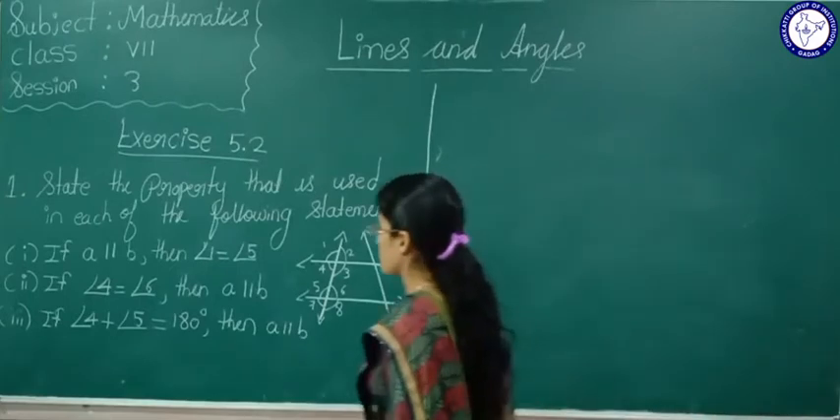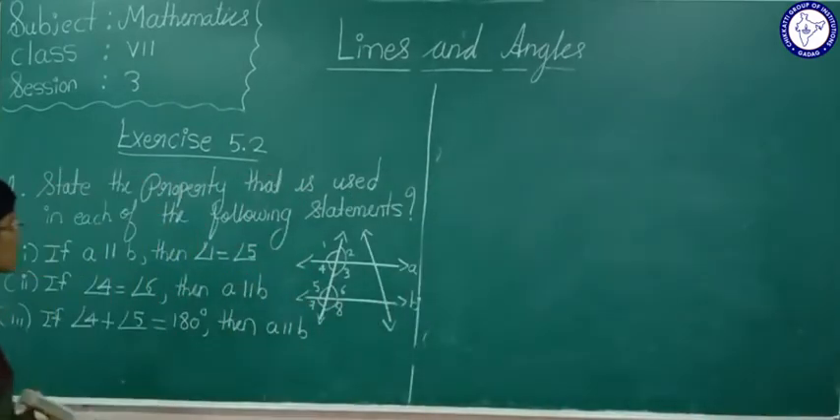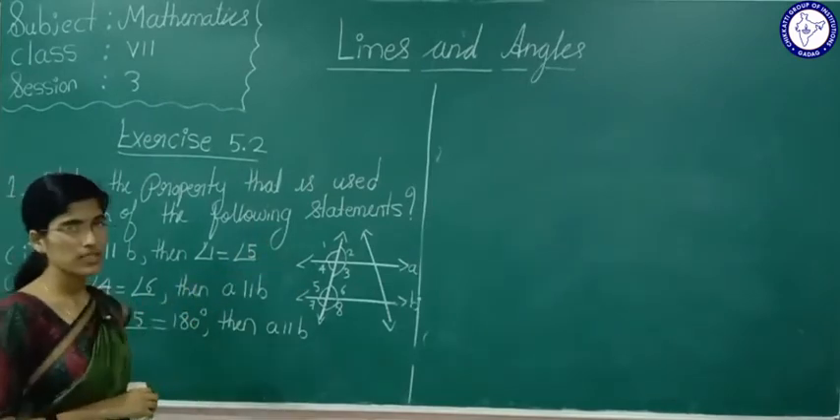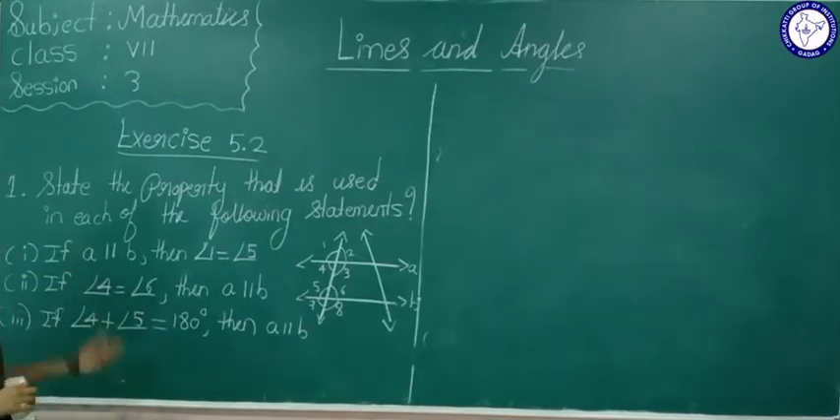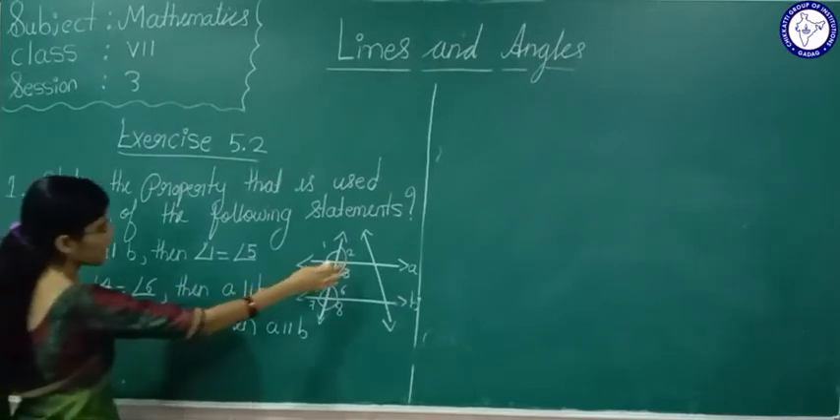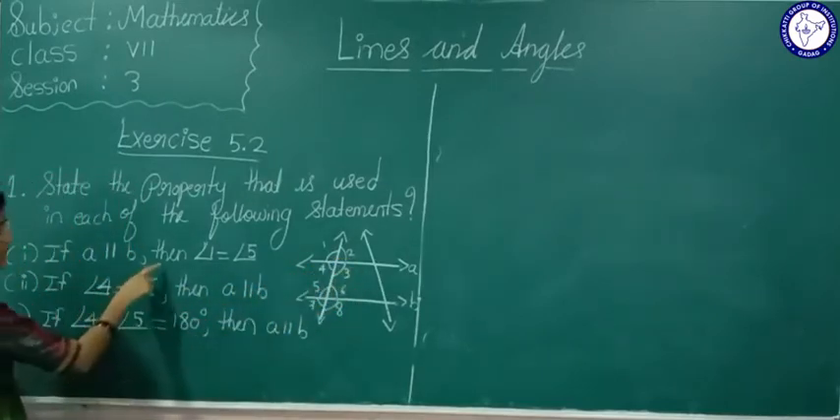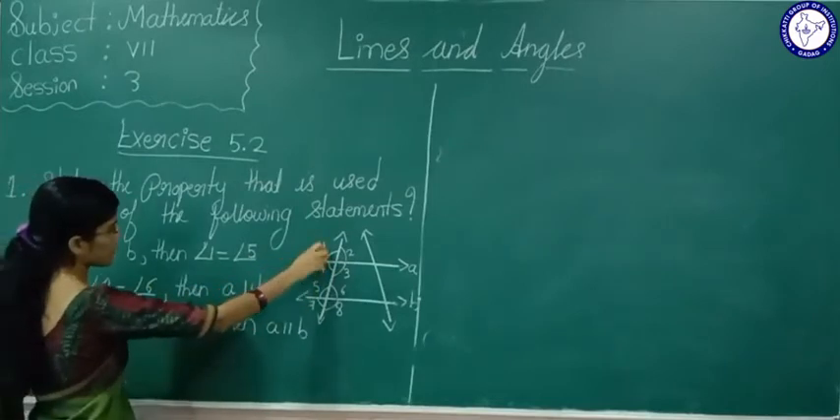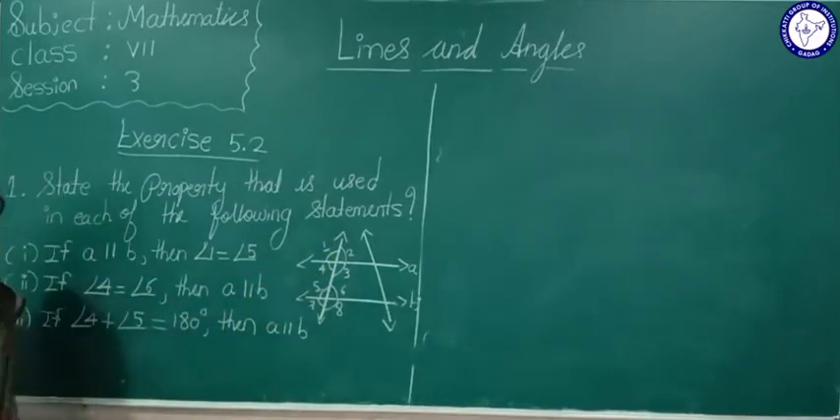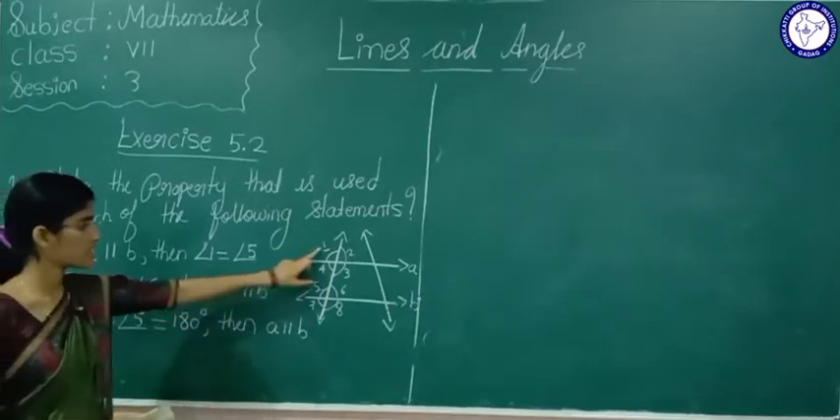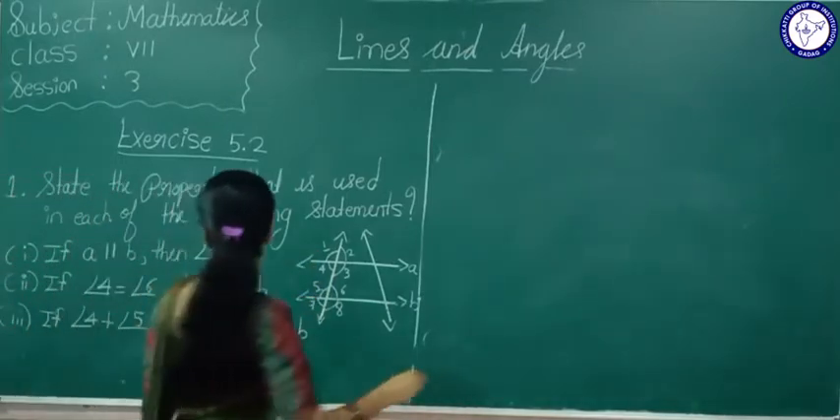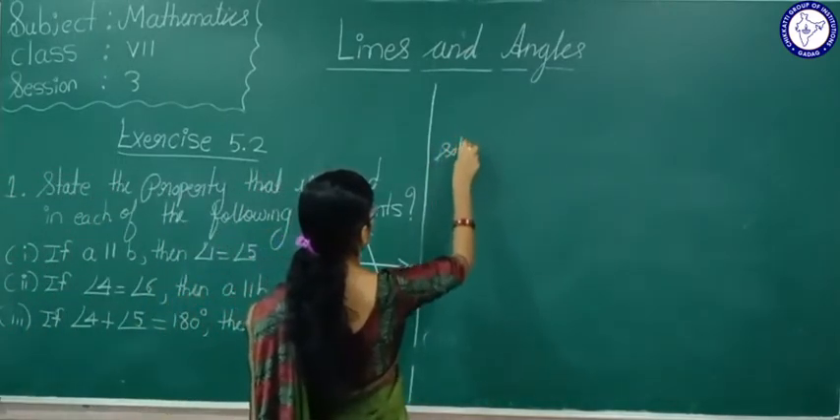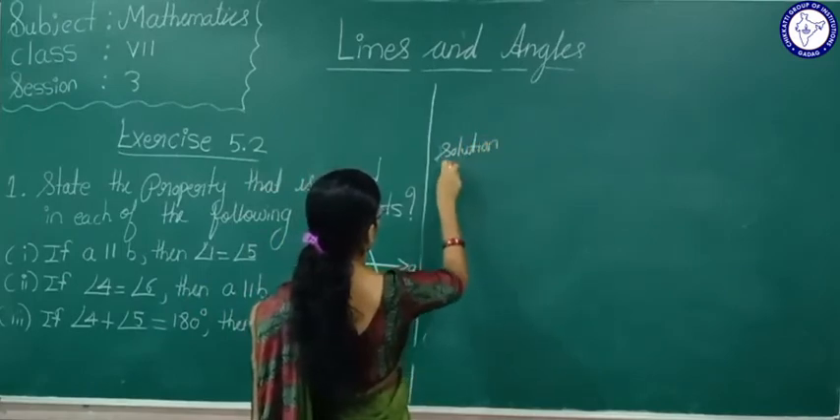Now you see what is given in exercise 5.2. First question here: state the property that is used in each of the following statements. We have to tell which property is used here. I just explained it to you, right? Now see here, if A is parallel to B, then angle 1 is equal to angle 5. So which property is this? Angle 1 is equal to angle 5. It is nothing but what? Corresponding angles.